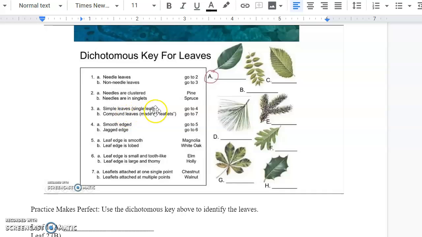So if it's a simple leaf, we're going to go to 4. 4 says it has smooth edges or jagged edges. Well, this one appears to have smooth edges. So we're going to go to 5. Leaf edge is smooth. It is a magnolia leaf. Okay. So magnolia leaf. A would be magnolia.